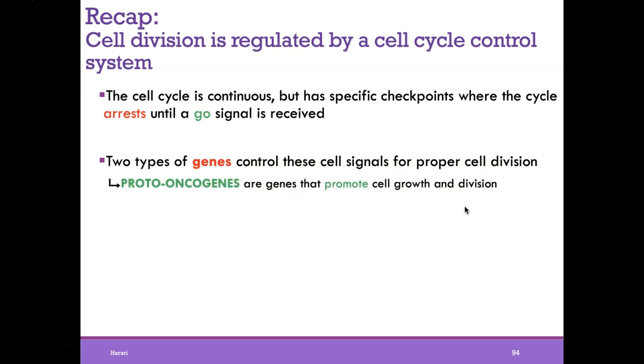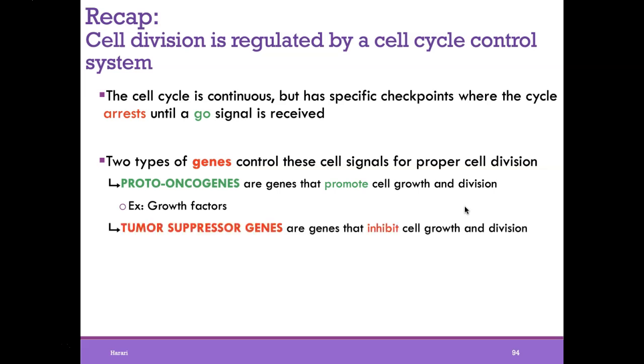Proto-oncogenes are types of genes that promote the healthy cell growth and cell division. So proto-oncogenes are pro-division. They cause cell growth and division in a healthy way. Growth factors are examples of proto-oncogenes. So growth factors promote cell growth and division. We like proto-oncogenes. We need them.